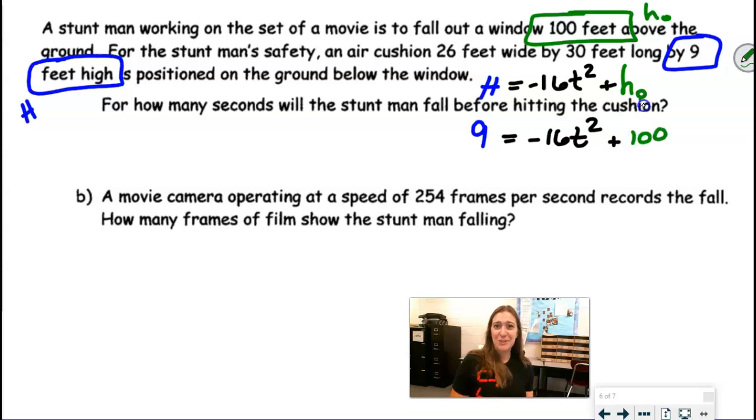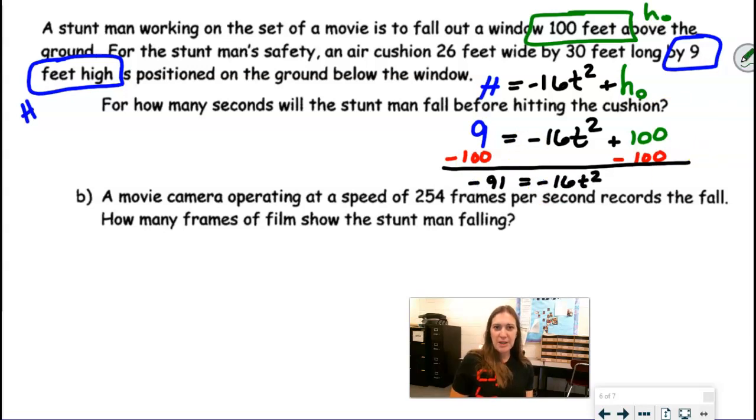So this is a good candidate for solving by square rooting. There's t squared in the problem, and that's the only variable. So I should have written a little smaller, I suppose. We're going to subtract 100 from both sides here. Oh, I don't have a calculator handy. Well, this part I can do in my head, right? We got negative 91 equals negative 16 t squared.